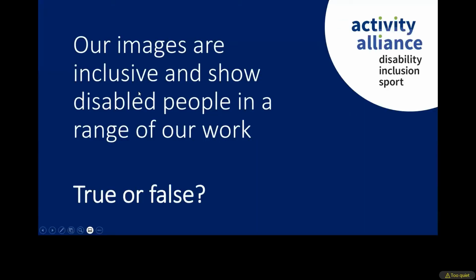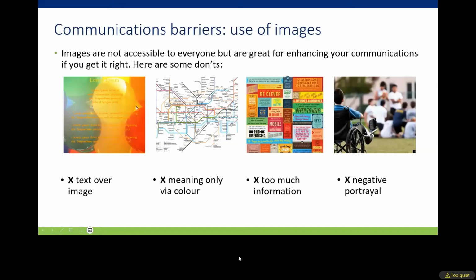Images. So are our images inclusive, and do they show disabled people in a range of our work? And there's 4 types of barriers that you might have amongst your images.